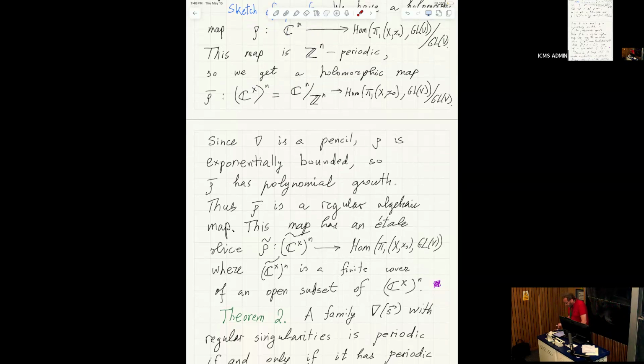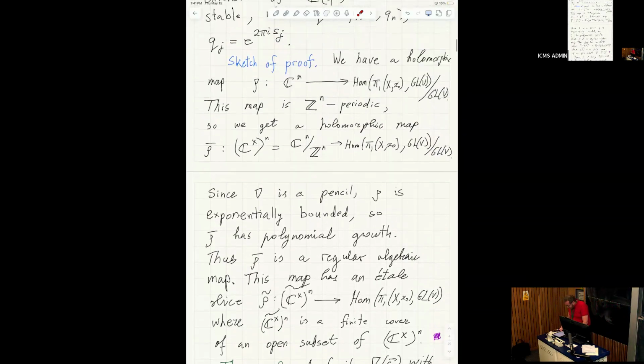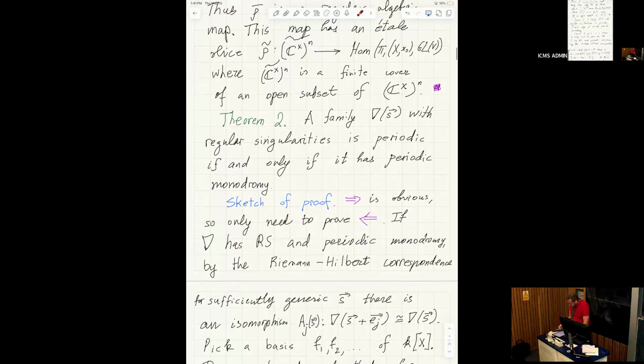So now the next theorem is the following. It says that the family nabla of S with regular singularities, which means first order poles in some basis, in some presentation, is periodic if and only if it has periodic monodromy.